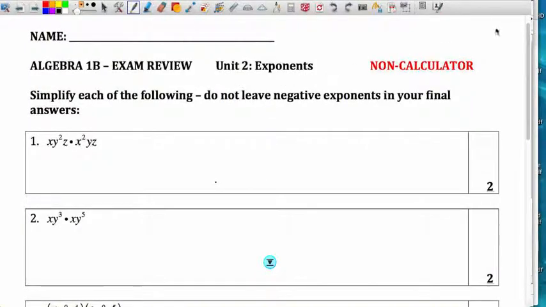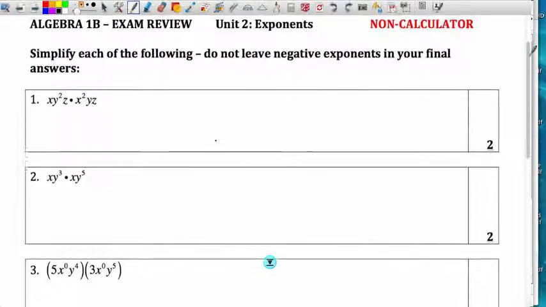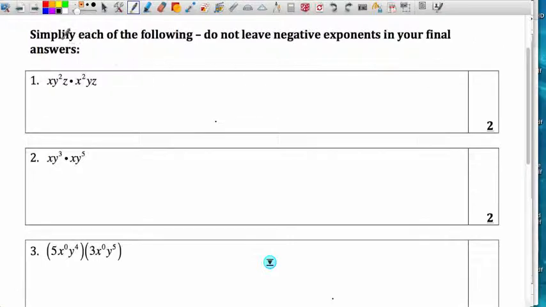Okay, so this is the exam review solutions for the Unit 2 on exponents. As before, I'm going to begin with the non-calculator portion of the paper. And so at the beginning, you can see our instruction is to simplify each of the following. Make sure we do not leave any negative exponents in the final answers.